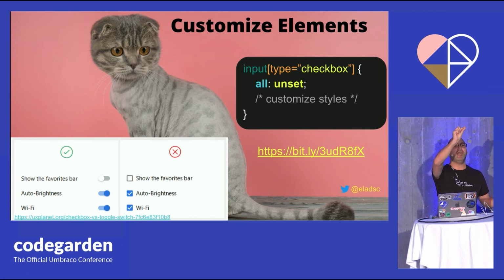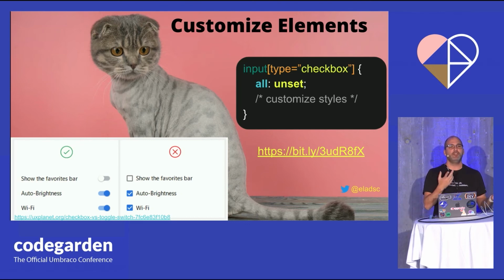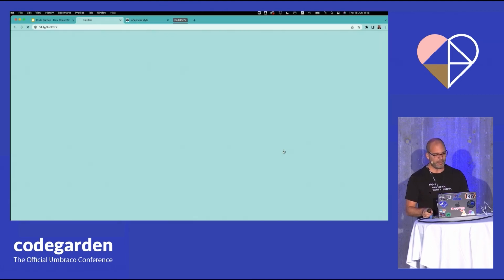It has a width and height of 0 pixel. Background color transparent. You cannot see it. You cannot click on it. And even if you could click on it, you cannot know if it's checked or unchecked. But then you can create your own customized styles. And for that, let's see a small example.